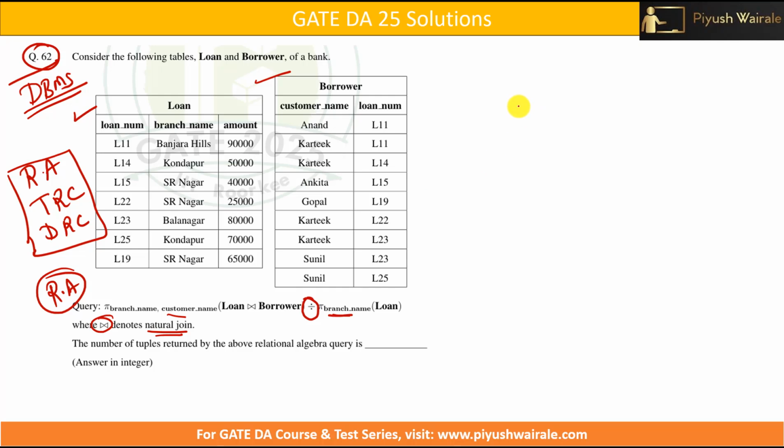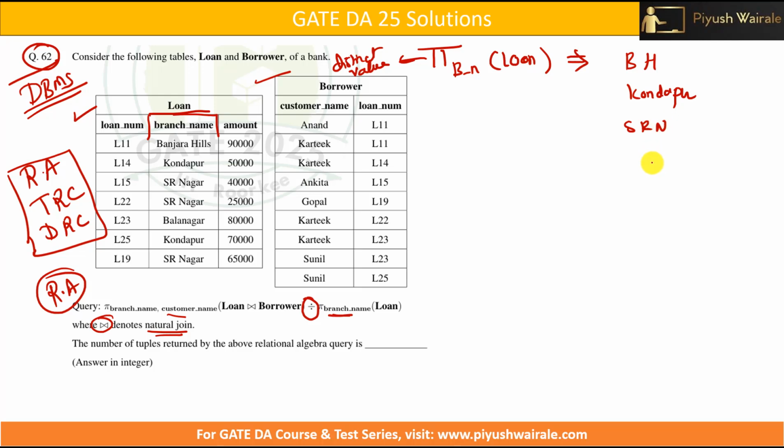First you should know how projection works. Project branch_name from loan: if you project branch_name from loan, that is basically this particular column. But if you remember, projection always gives us distinct values. So we have Banjara Hills, then Kondapur, then SR Nagar, and then Bala Nagar. These are the distinct branch names we have. We are not going to consider the duplicates here.